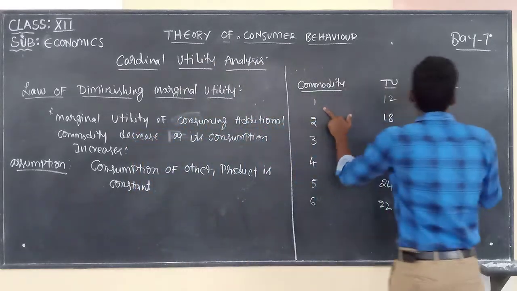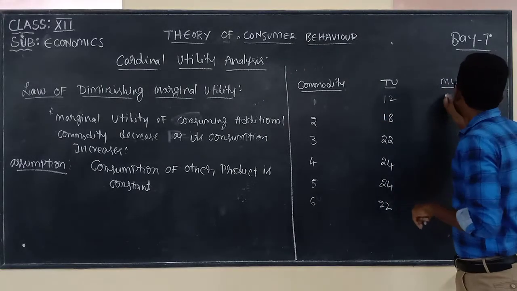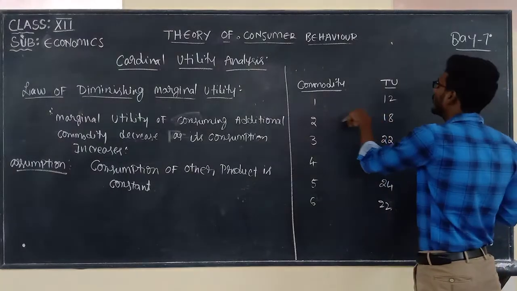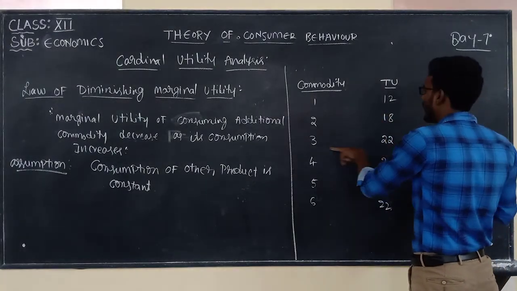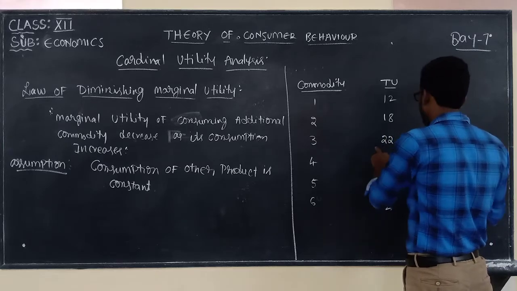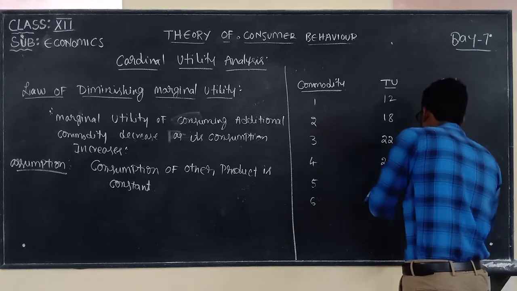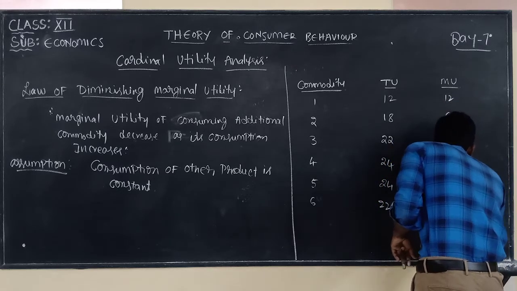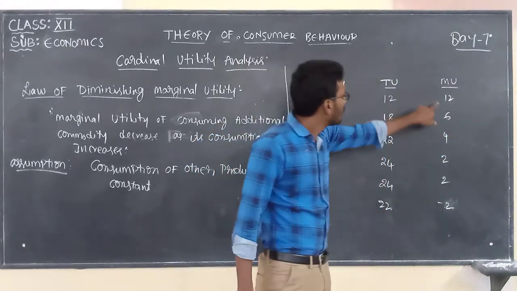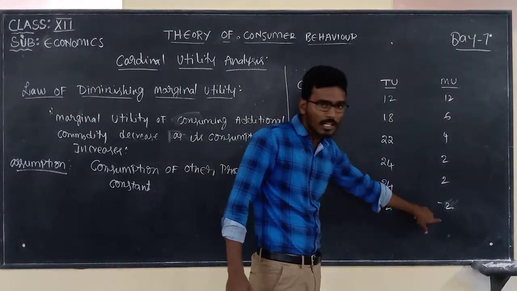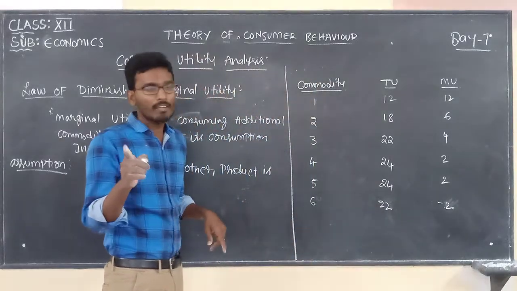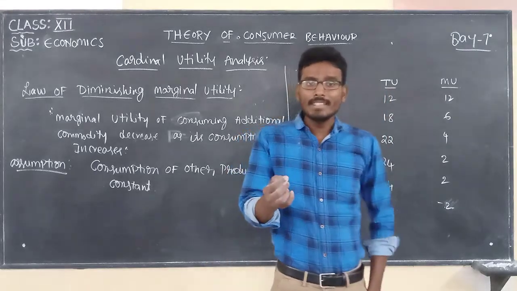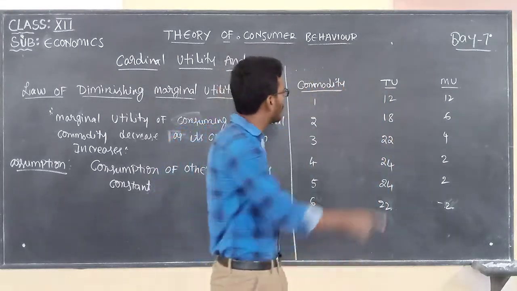Now marginal utility. Marginal utility will be 12. Here the marginal utility of the next one, the second commodity, will be 6, and after that it will be 4, again 2 and 2 and minus 2. So 12, 6, 4, 2, 2 as well as minus 2. Now you may get one doubt, right? How will marginal utility be derived? Remember carefully. Marginal utility always derives from total utility.